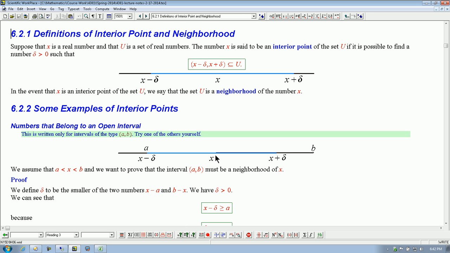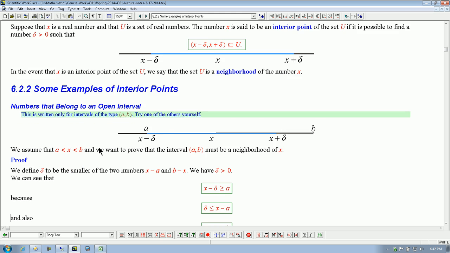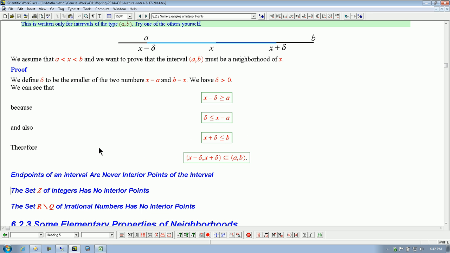If x is in there, now you've got to take the smaller of B minus x and x minus A. Please go through this proof. Any member of an open interval must be an interior point of that interval. And then I pointed out, I think, that the set of integers can't have any interior points. Why?